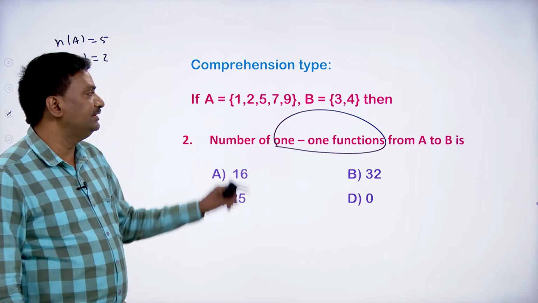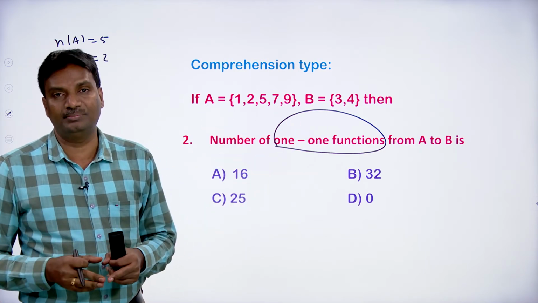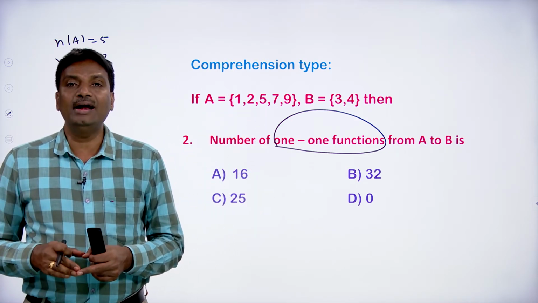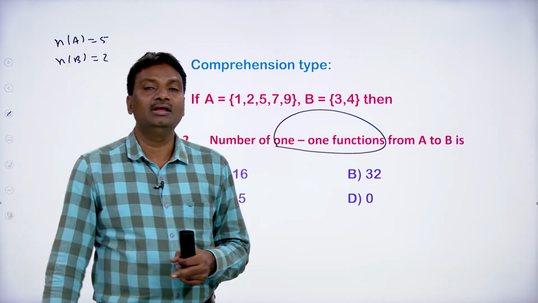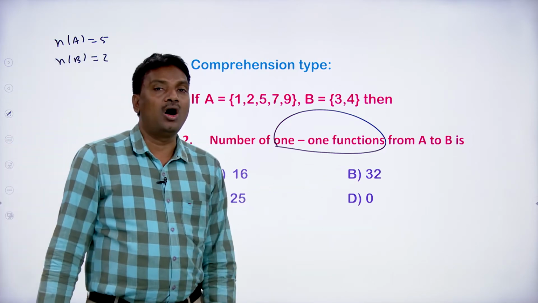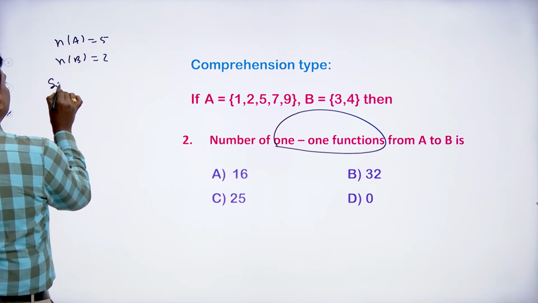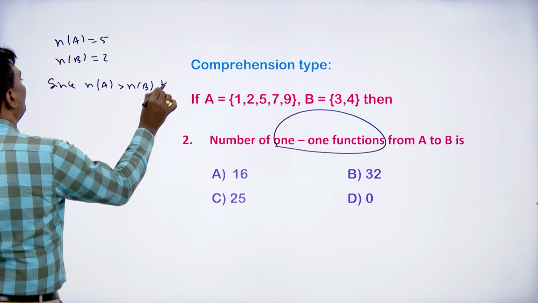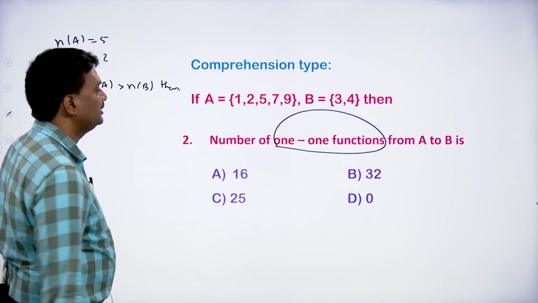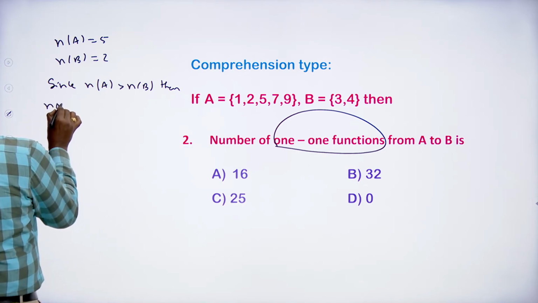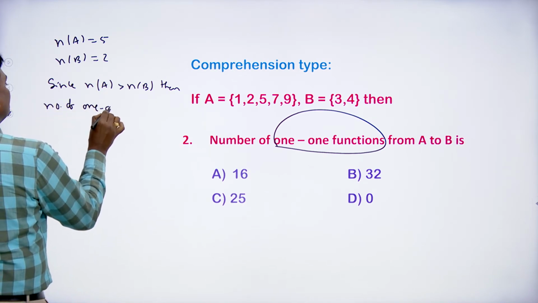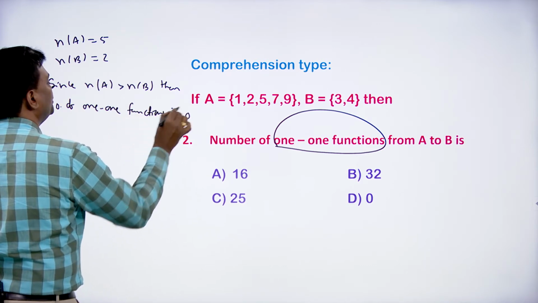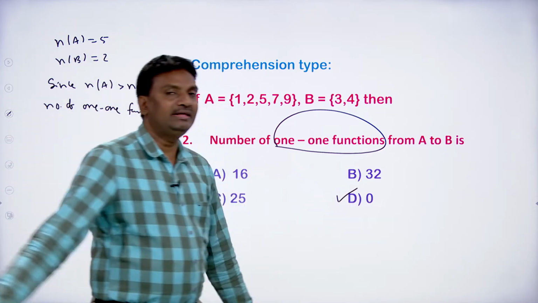Since the number of elements in A is greater than the number of elements in B, we can't define a 1, 1 function from A to B. So since n of A is greater than n of B, the number of 1, 1 functions is 0 only. So we can take option D is correct.